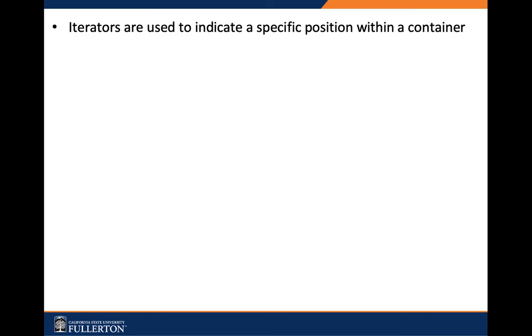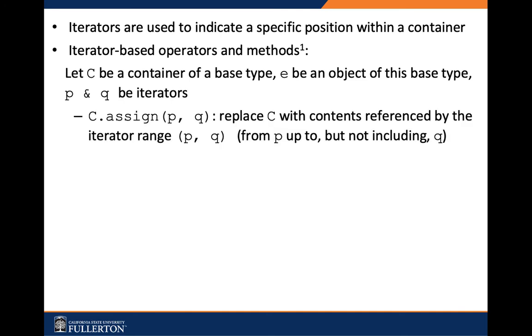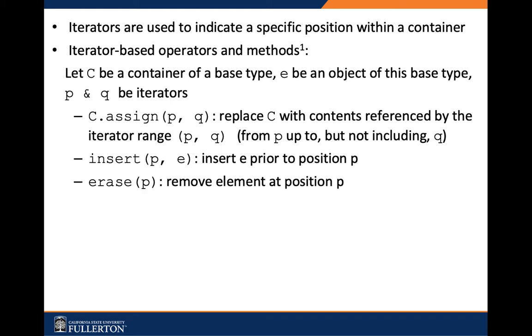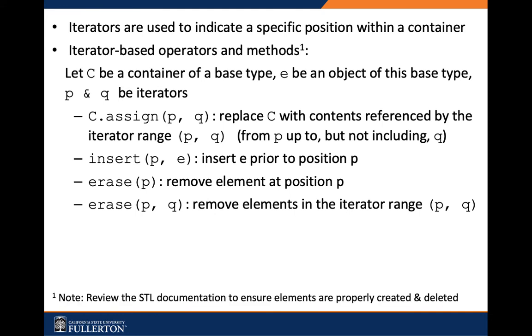Iterators are used to indicate a specific position within a container. The iterator-based operator and method. Let C be a container of a base type, E be an object of this base type, and P and Q be iterators. C.assign P and Q will replace C with the contents referenced by the iterator range P and Q from P up to but not including Q. Insert P and E will insert E prior to position P. Erase P will remove the element at position P. Erase P and Q will remove the elements in the iterator range P, Q. Please review the STL documentation to ensure the elements are properly created and deleted.